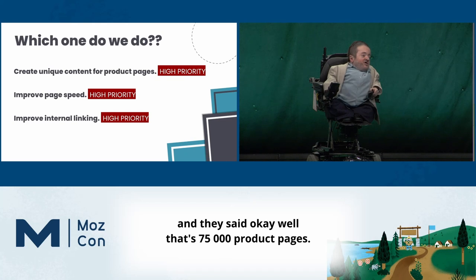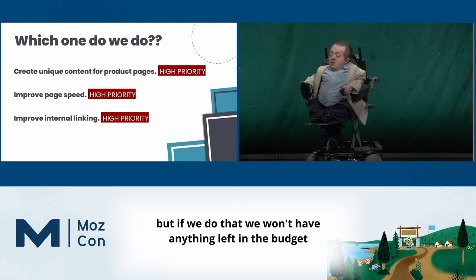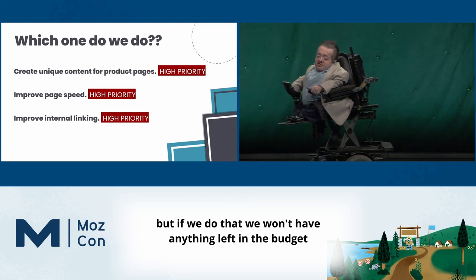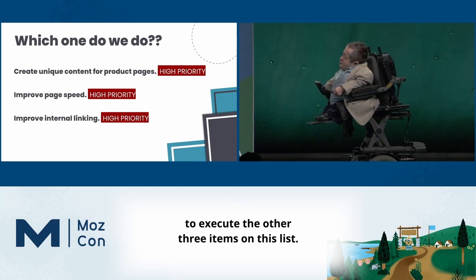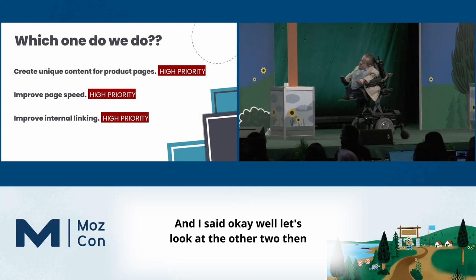And they said, okay, well, that's 75,000 product pages. We can do it, and we will spend the money to do it. But if we do that, we won't have anything left in the budget to execute the other two items on this list. And I said, okay, well, let's look at the other two then, to see if we can do something easier with those.